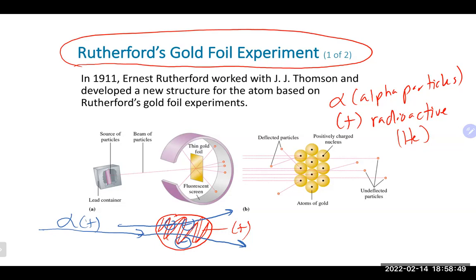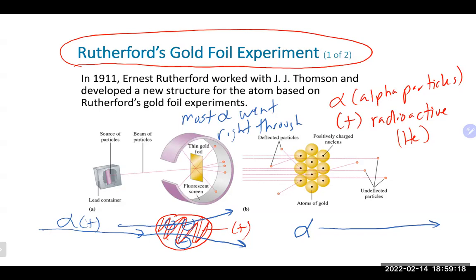He found that most of the alpha particles went right through undeflected, which means when he shot them, they just sailed right through, no problem. Which means if they sailed right through, they hit what? They actually hit nothing, right? If you shoot something and there's nothing in the way, it's just going to go straight through, no problem.